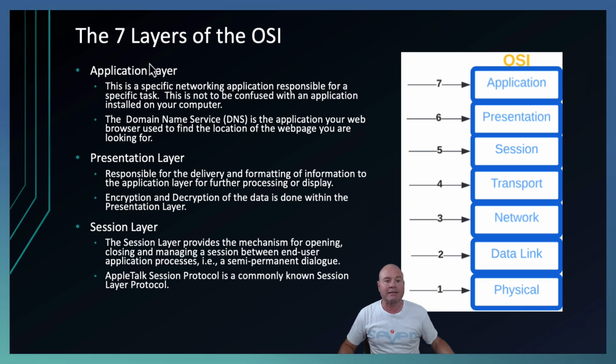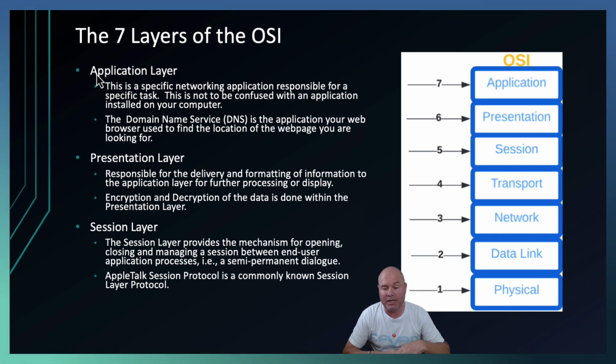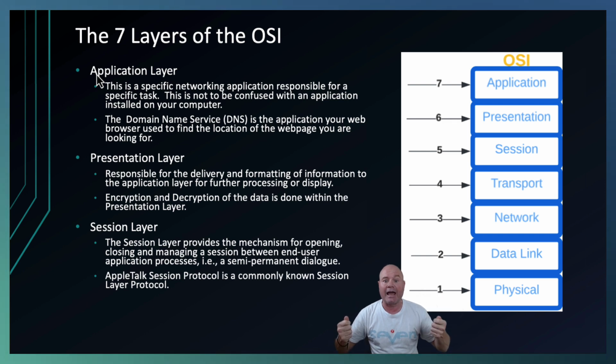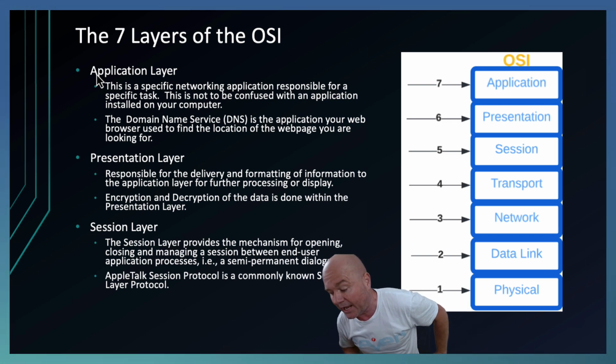So starting at the top of the OSI model, which would be layer 7, is the application layer. We're going to get much deeper into the application layer, but a very, very common misconception is that the application layer is the actual application that you're using. Say you're using a web browser like Microsoft Edge, or Google Chrome, or Firefox. That's not the application that we're talking about. That's actually just a GUI that allows you to use different networking applications.